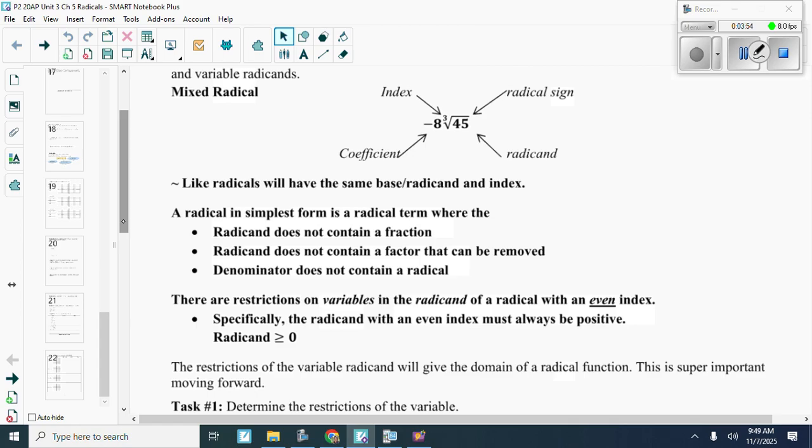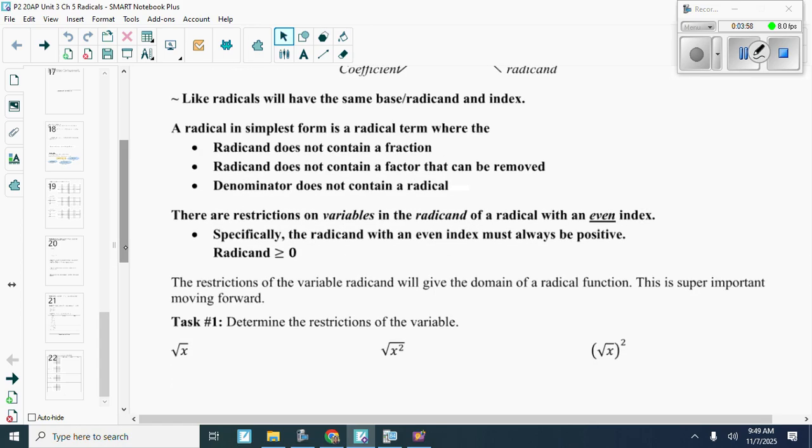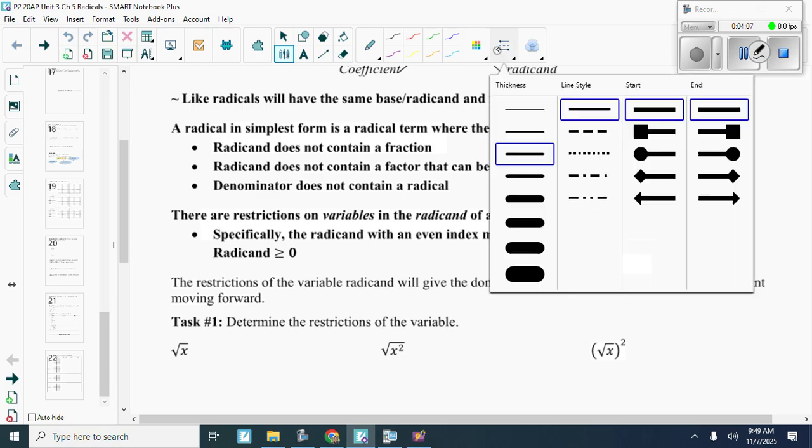Okay. So the radicand's not going to contain a fraction, guys. The radicand does not contain a factor that can be removed.